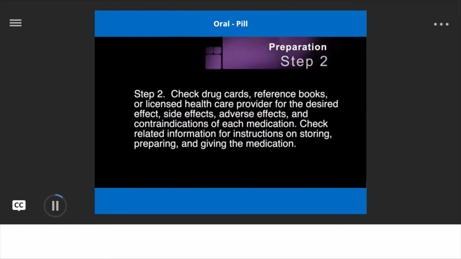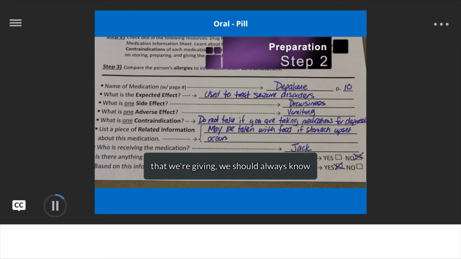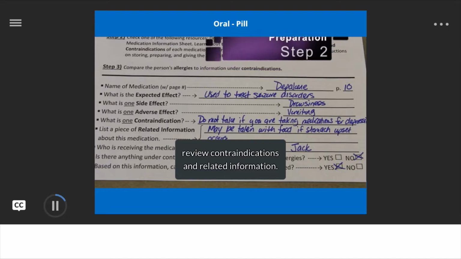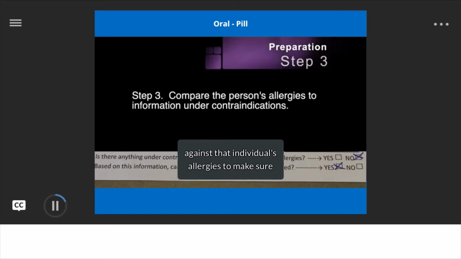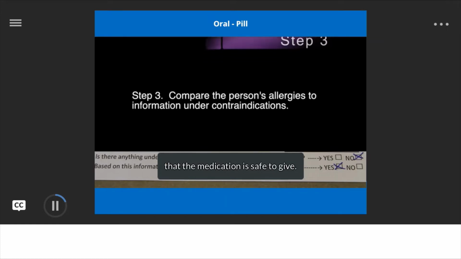Step 2. Check drug cards, reference books, or licensed healthcare provider for the desired effects, side effects, adverse effects, and contraindications of each medication. Check related information for instructions on storing, preparing, and giving the medication. And then we want to check out every medication that we're giving. We should always know about medications that we give and what they do to the individual that's going to be taking them. We need to review the therapeutic effect, side effects, adverse effects, contraindications, and related information. We're going to check that information against the individual's allergies to make sure that the medication is safe to give.